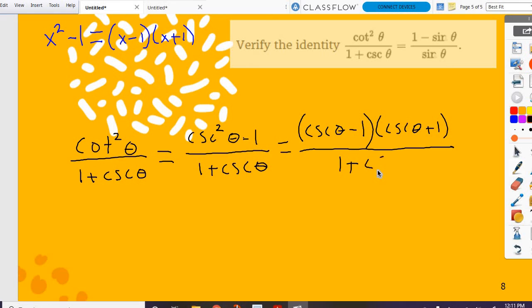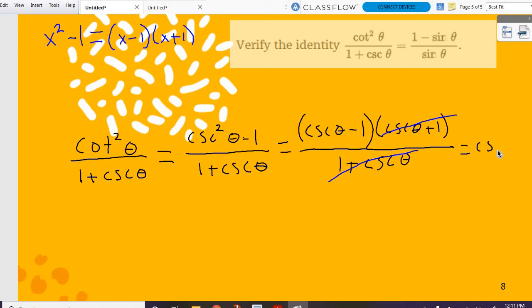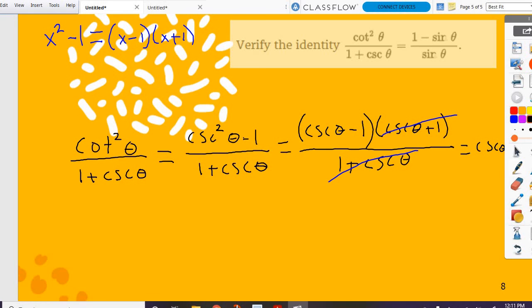Well, now I do have multiplication. So now we are allowed to say I have 1 plus cosecant in the top and the bottom. So that just gives us cosecant of theta minus 1. Now, cosecant of theta minus 1 is pretty simple, yes? So it's hard to keep combining things or moving things around. Agree? Okay.